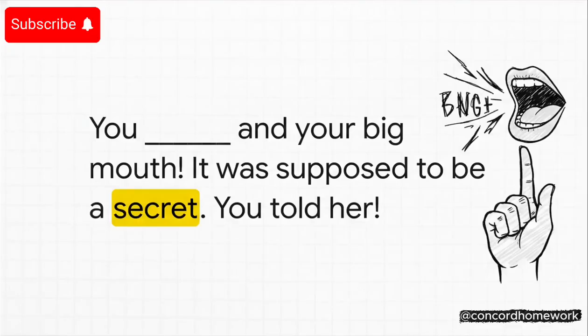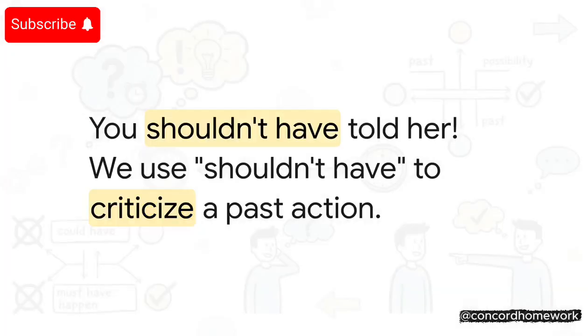Let's see it. "You and your big mouth. It was supposed to be a secret. You told her." What do you think goes in there? Go ahead, pause and think for about 5 seconds. And the answer is, shouldn't have told. Perfect. This is a classic case of criticizing something that already happened. You did something that you weren't supposed to do.